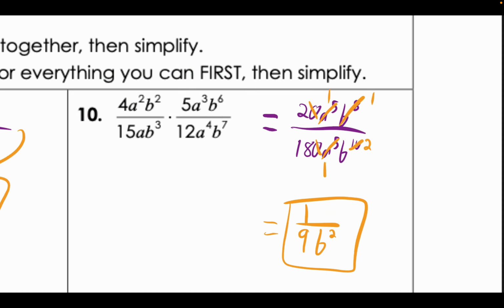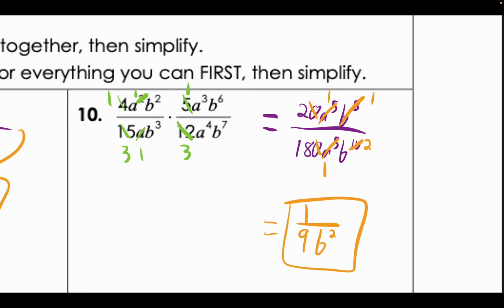So I would start by reducing vertically and diagonally. So for example, 4 and 12 reduced diagonally to 1 and 3, reducing by 4. 5 and 15 reduced by 5 to become 1 and 3 as well. And then I look at the a's here, and I say, okay, well, a squared and a to the first on the top and bottom there. A squared would become a to the first, and a would become 1 as we subtract exponents.